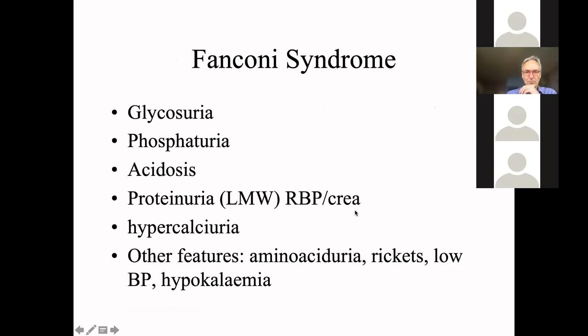So this is renal Fanconi syndrome, and with the full-blown proximal tubular dysfunction, you will have glycosuria, you will have phosphaturia, you will have acidosis from the bicarbonate wasting, you will have low molecular weight proteinuria, but that includes to some degree albumin. You will have hypercalciuria, aminoaciduria, because you're not 1-alpha hydroxylating your vitamin D, you will also have rickets, and because it's salt wasting, you will also have low blood pressure, and then we talked about the hypokalemia.